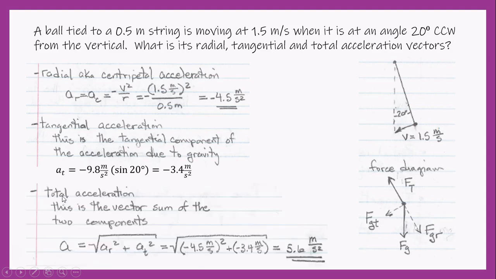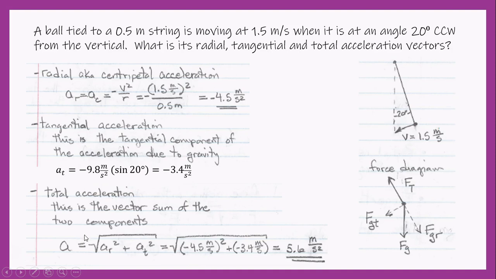Lastly, we can do vector addition to come up with the total acceleration. Using our Pythagorean theorem, we come up with a total acceleration of 5.6 meters per second squared. As we know, this formula will give you the magnitude of acceleration. It will not give you the directional sign. In this case, the acceleration is in the negative direction because the object is moving clockwise.